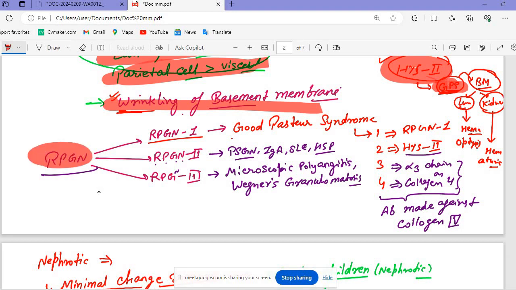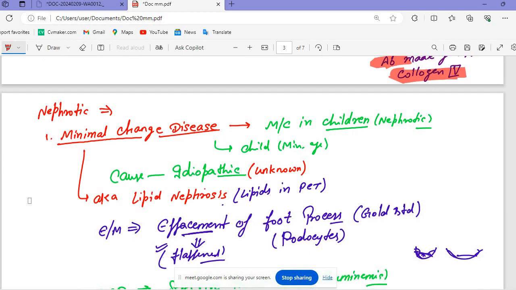In RPGN type 1, there is Goodpasture syndrome. You need to remember this one: type 2 hypersensitivity to the alpha 3 chain of collagen 4, and antibody will be made against collagen 4. Okay.